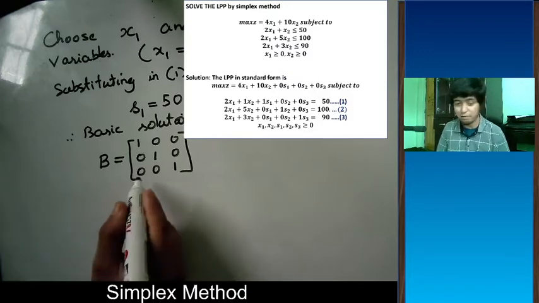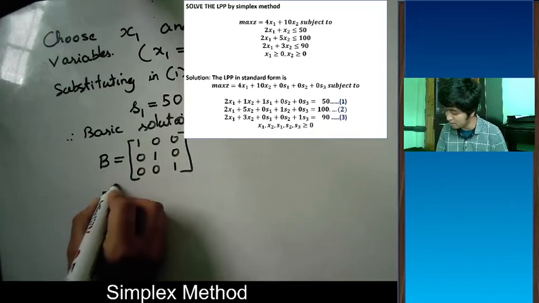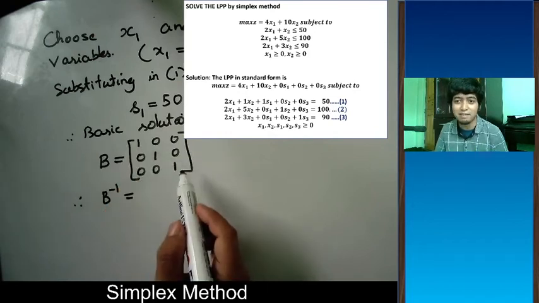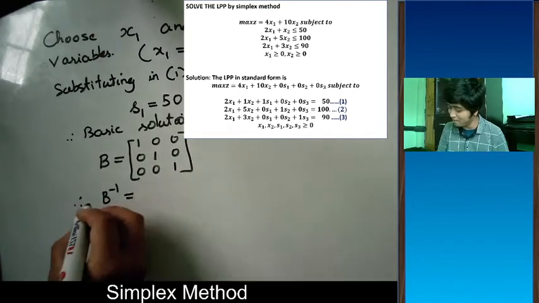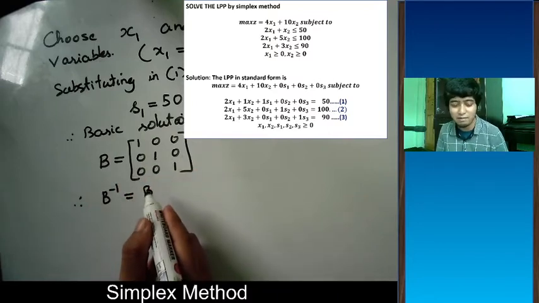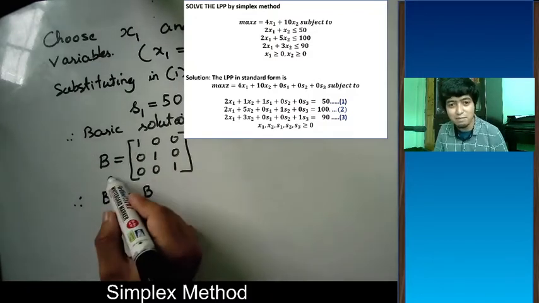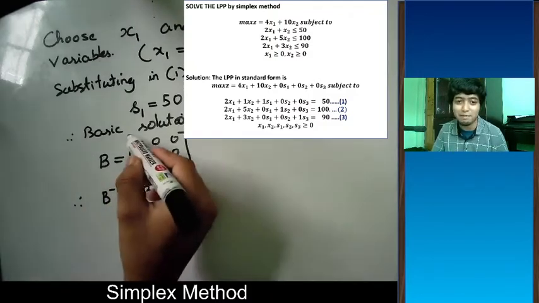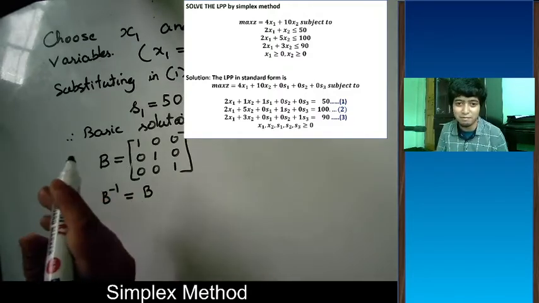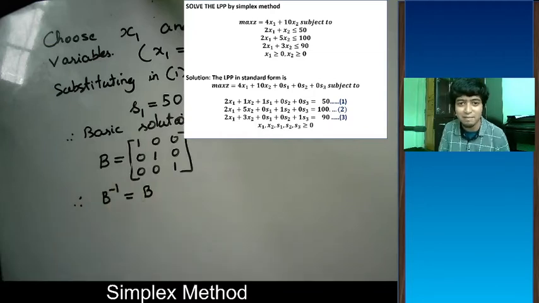Now that we have found B, we can find B inverse. B is the identity matrix, so its inverse will be equal to B. This is very important. Sometimes B may not be the identity matrix. In that case, you will have to find B inverse by finding the inverse of the matrix. But over here, since it is the identity matrix, it is very simple.